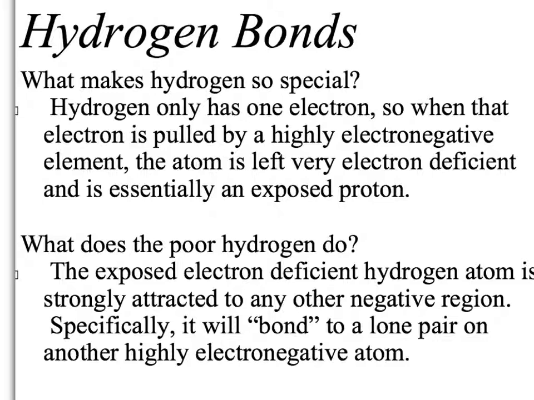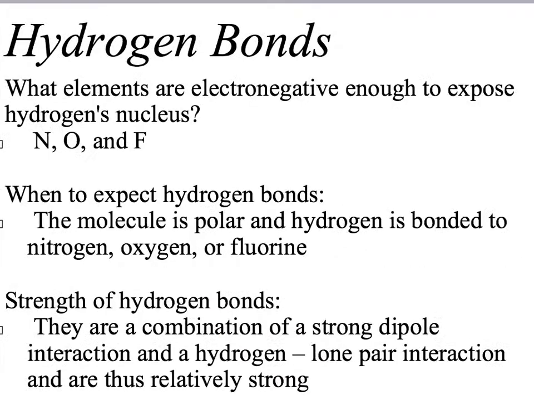So let's come back to my slide. What does that poor hydrogen do? Well, that exposed electron-deficient hydrogen atom, it's going to be strongly attracted to any other negative region. It's thinking, hey, I almost got my set of valence electrons, but it was a raw deal from fluorine. So it's going to go looking for any other negative charge to satisfy its desire to have its octet filled. Specifically, it will bond to a lone pair on another highly electronegative atom. And I say bond here because it's not really a bond, it's an attraction, it's an intermolecular bond.